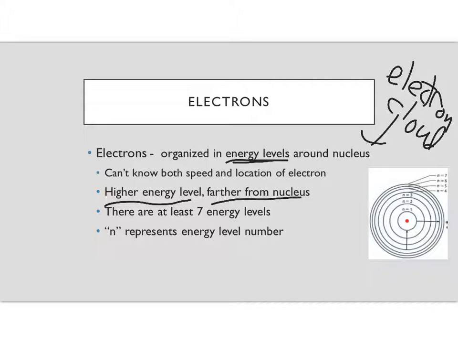There are at least 7 energy levels. You can maybe go higher than that and make some arguments about that, but there are about 7 energy levels. And n represents the energy level number.